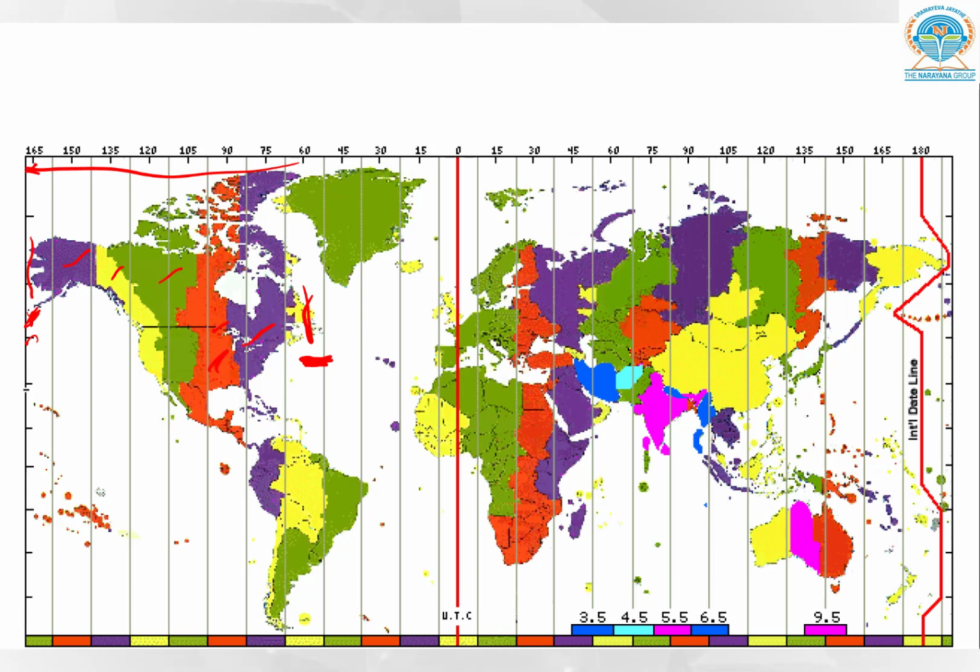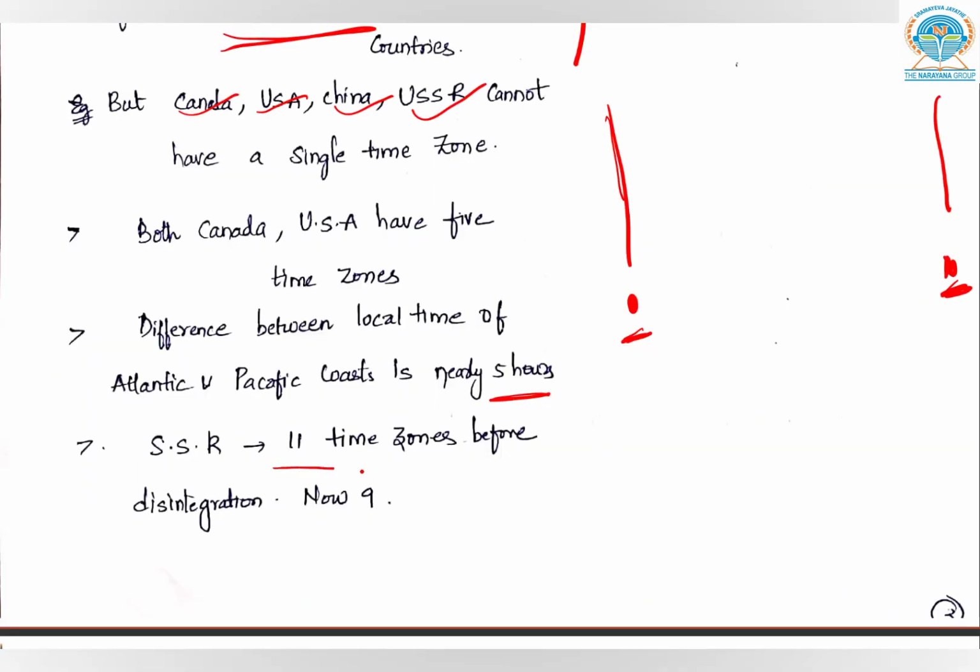But comparatively smaller countries have only a single time zone, just like our India. India has only one time zone. Pakistan has a single time zone. Southeast Asian countries have a single time zone. But you see here, Africa has 4 different time zones because it is also comparatively large. South America has 3 time zones. Previously Soviet Russia had 11 time zones, but now after disintegration they have 9 time zones.